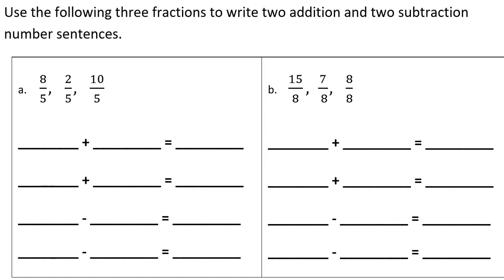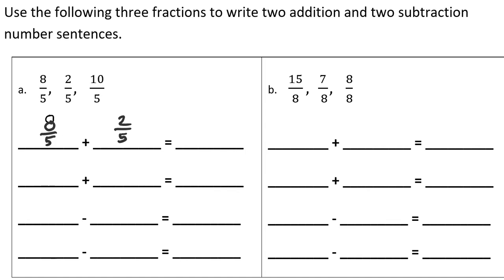In problem A, I have the fractions 8/5, 2/5, and 10/5. I'm going to write 2 different addition problems using those numbers. Since 10/5 is the largest of the 3, I know that that will end up being my sum. So I'm going to start by adding 8/5 to 2/5.